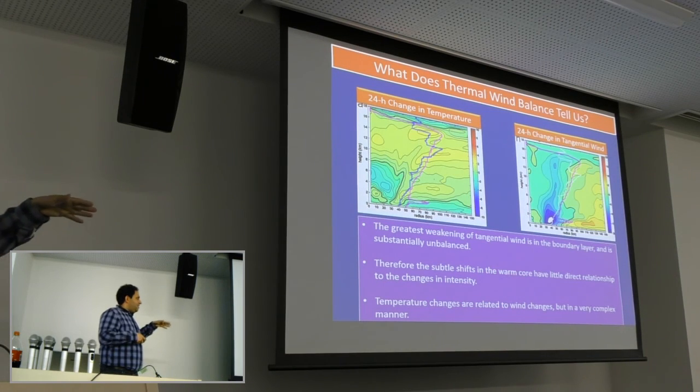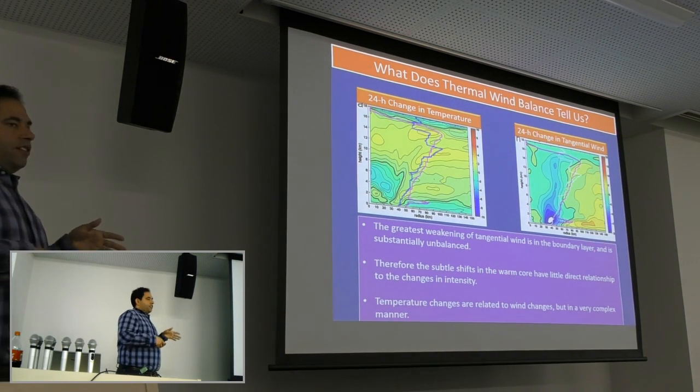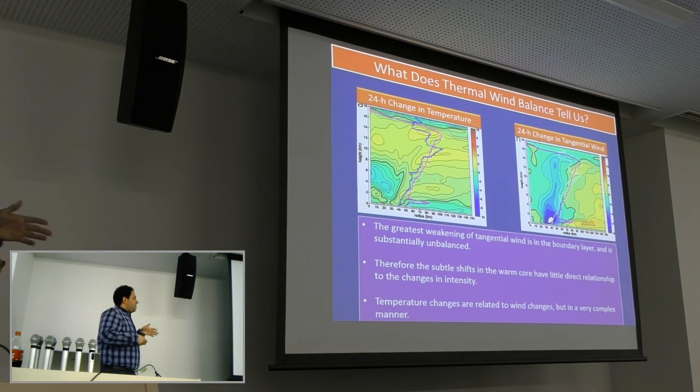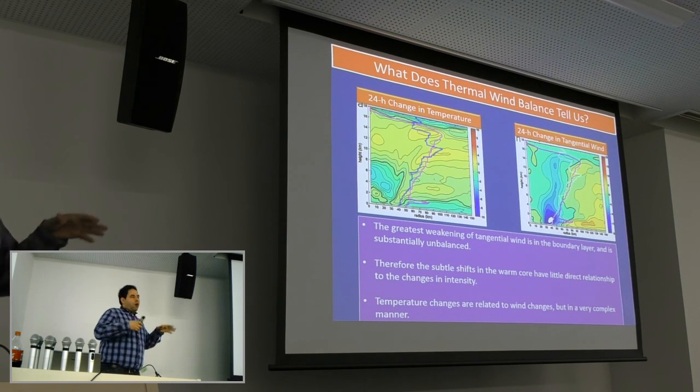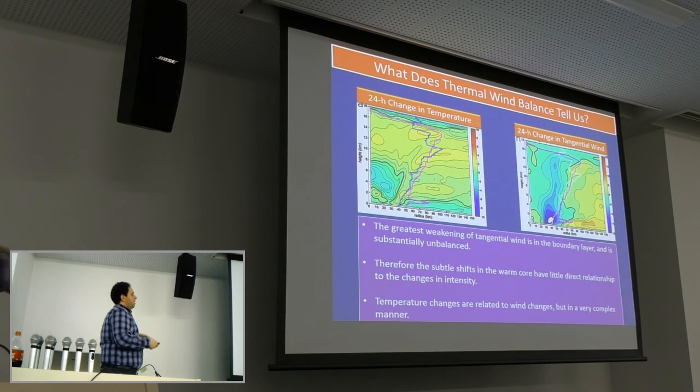My conclusion of this analysis is that temperature changes are definitely related to the wind changes because the flow is largely balanced. But they're related in a very complex manner that makes it very difficult to actually draw broad conclusions about how changes in this height of the warm core would relate to changes in the intensity or the structure of the wind field.